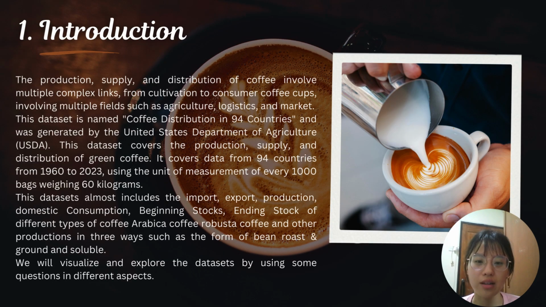Our dataset is about coffee distribution in 94 countries and was generated by USDA. The dataset covers the production, supplies, and distribution of green coffee. It covers data from 94 countries from 1960 to 2023, using the unit of measurement of every 1,000 bags weighing 60 kilograms. We will visualize and explore the dataset by using some questions in different aspects.